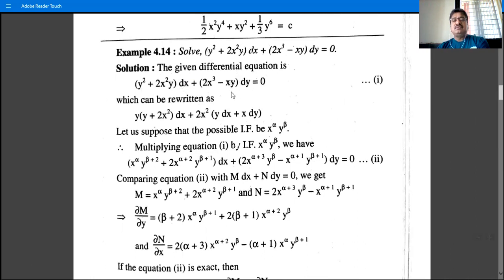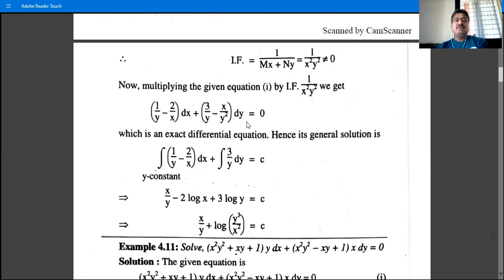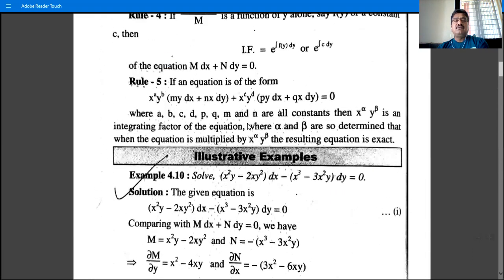So out of these two terms, take y as common. So we have y (y dx minus x dy), right? The bracket is y dx minus x dy. And this is a differential equation of this form. So this is the differential equation of the form of rule number 5. This is an example depending on rule number 5.